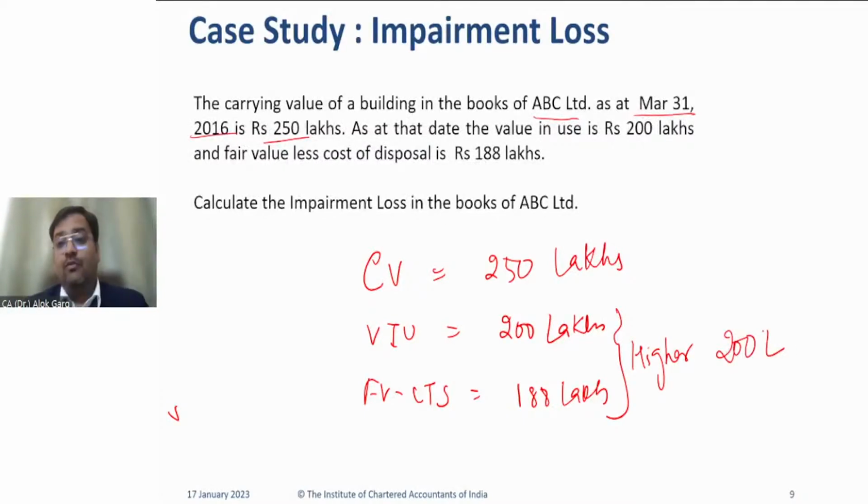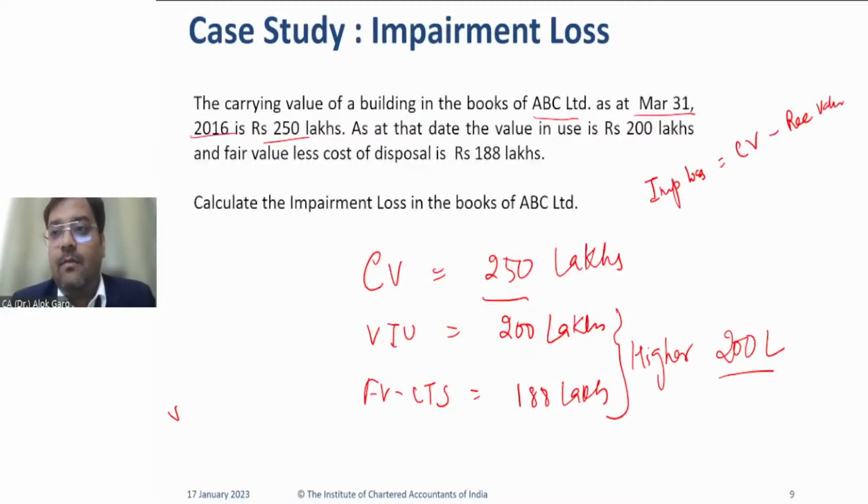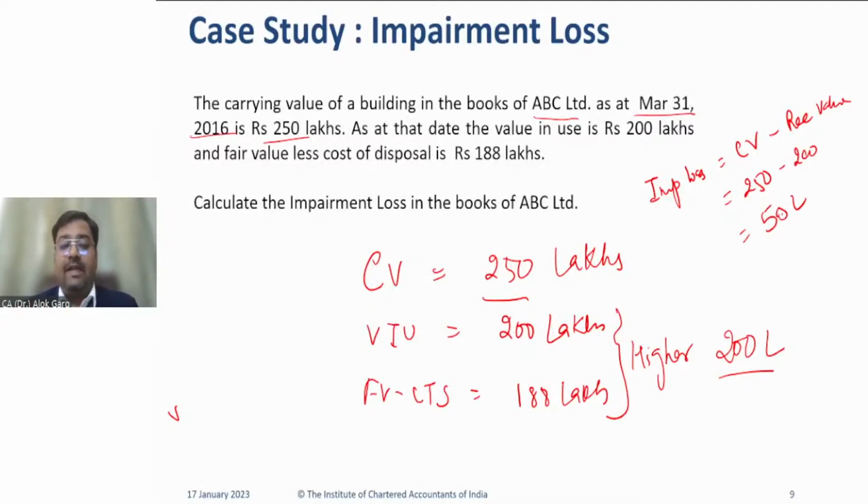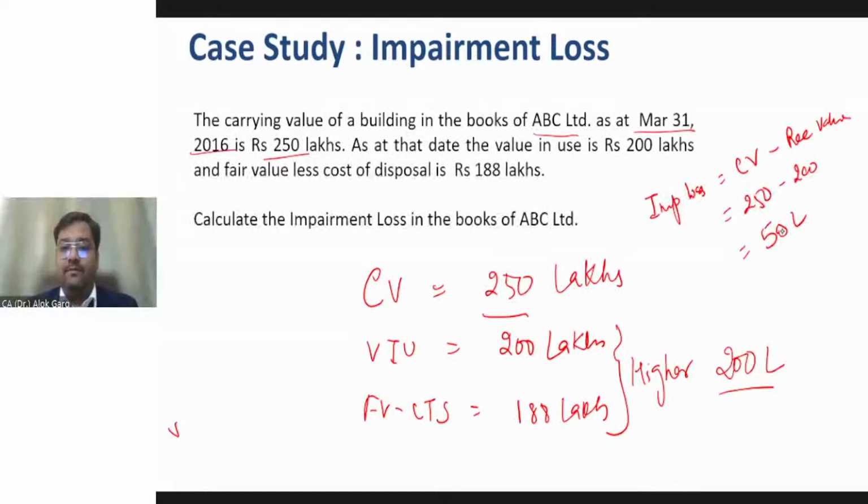So what is my impairment loss? The carrying value is 250 and your recoverable amount is 200 lakhs. So what is my impairment loss? My impairment loss is equal to carrying value minus recoverable amount. So it is 250 minus 200. So 50 lakh will be my impairment loss in this case. 50 lakh would be the impairment loss. Clear? Yes.